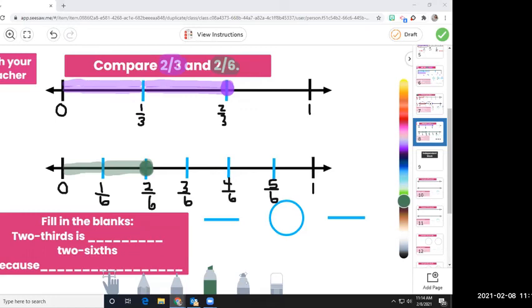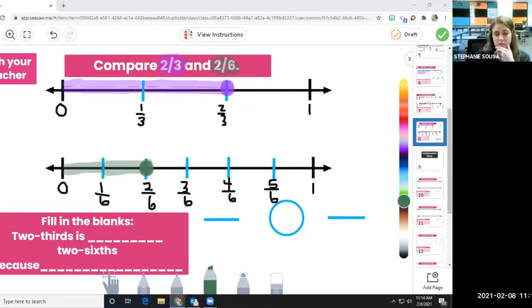Okay. Now, Miss Renoulet was inviting us to think about our unit fractions. We can see that 1/3 is a larger piece than 1/6. So obviously, if I have 2 larger pieces, that's going to be more than 2 smaller pieces. So when we write this out, we know that we have 2/3 and 2/6.